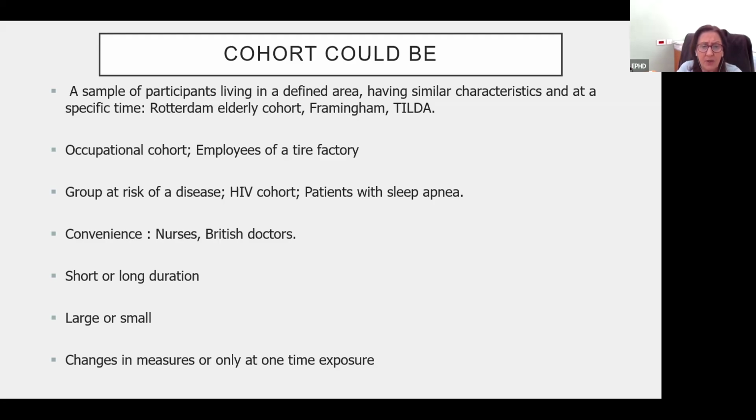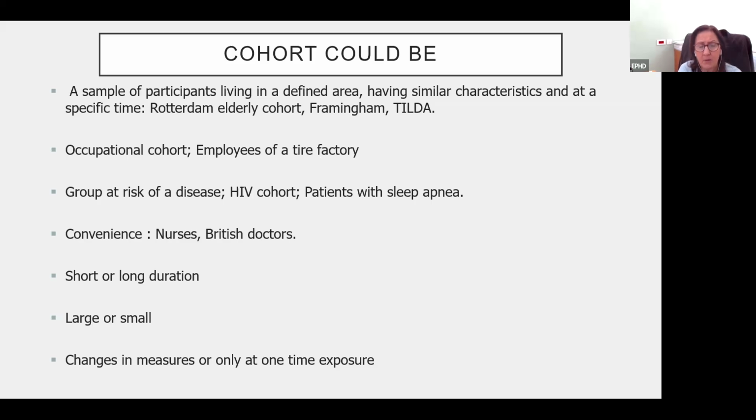Cohorts could be short or long. So I could have a cohort of pregnant women. I recruit them when they are in the prenatal clinic, I collect data on them, and then I look at the effect of some of the exposure on their babies. And then the follow-up can be only 9 months. I can have a follow-up of women after they deliver, to look at postpartum depression. Postpartum is up to 12 weeks after delivery. So again, this is a short duration compared to others where you have a longer duration.